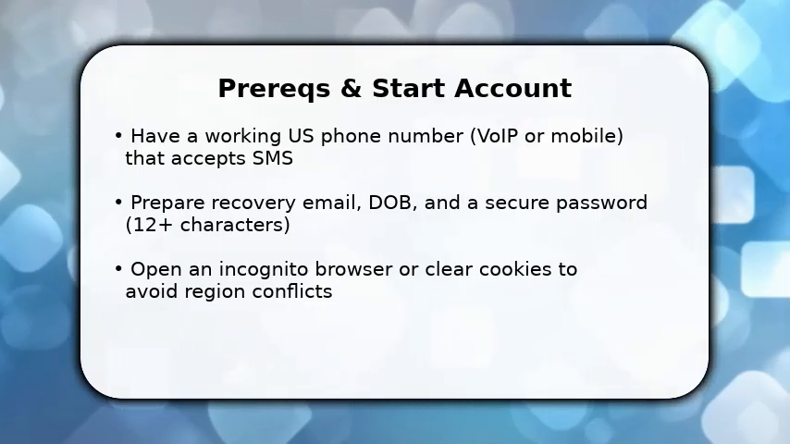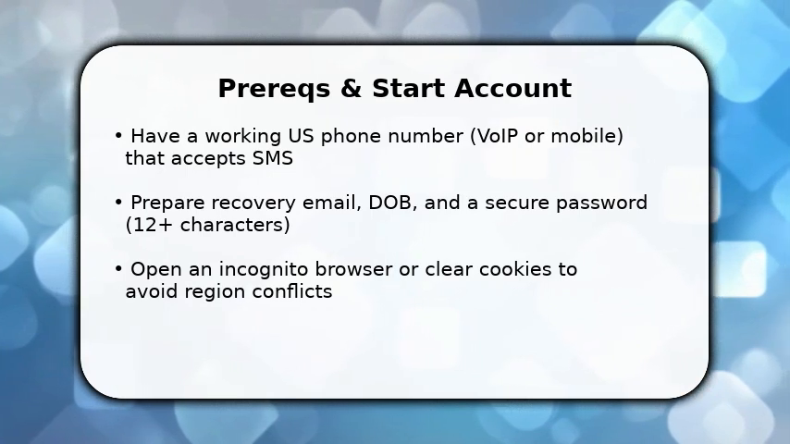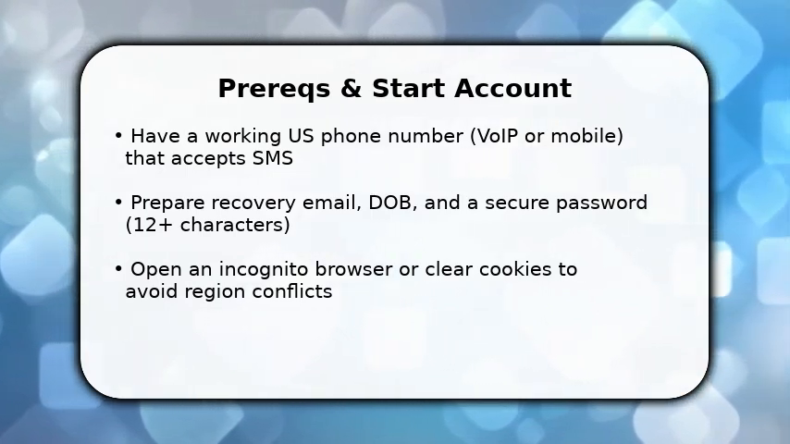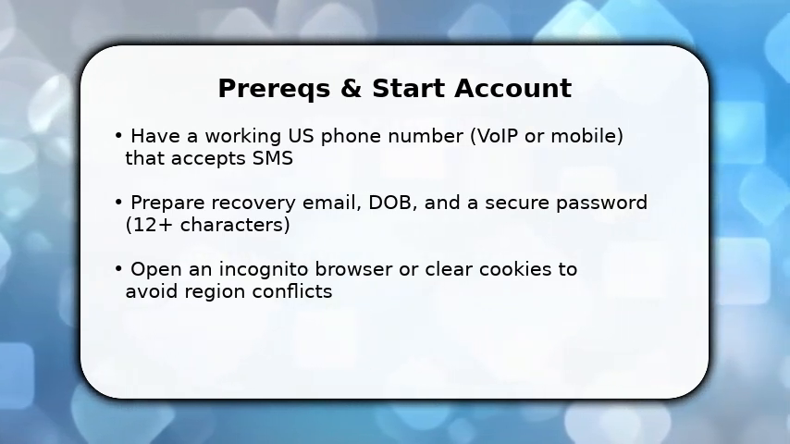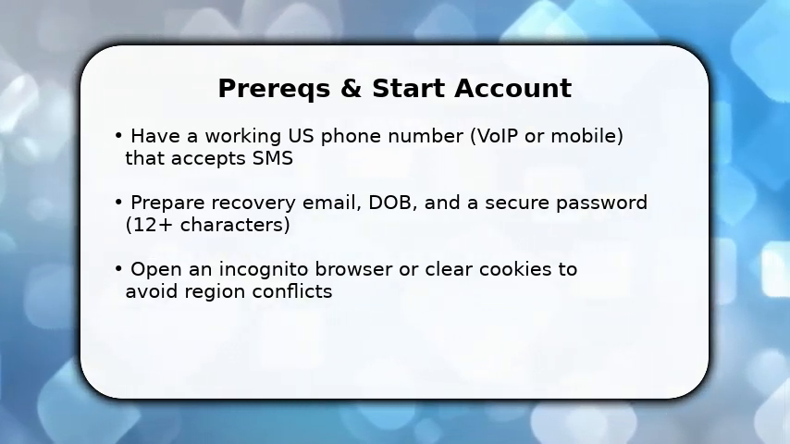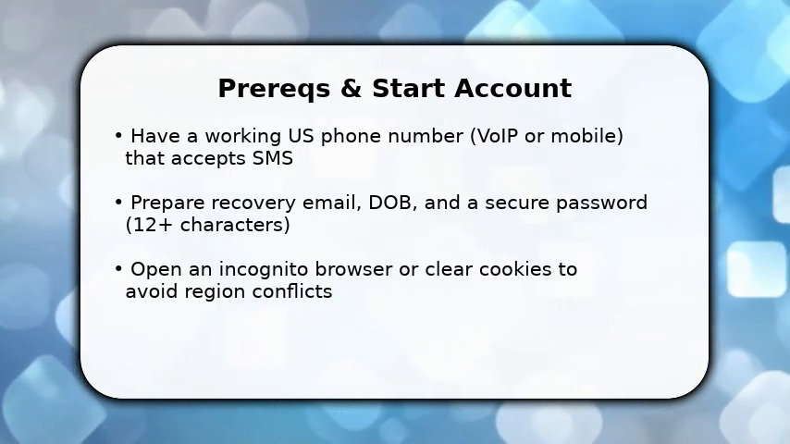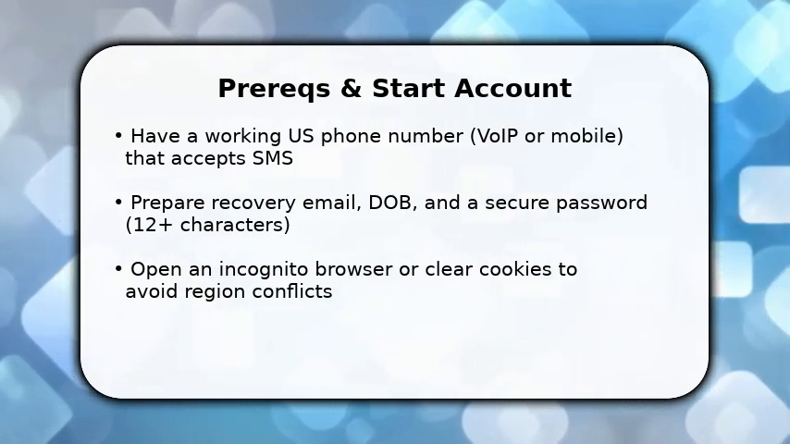You begin by confirming prerequisites: a U.S. phone number that receives SMS, a recovery email, and a strong 12-plus character password. Once done, open Chrome Incognito or clear cookies to avoid geographic conflicts. This prevents Google from blocking registration.